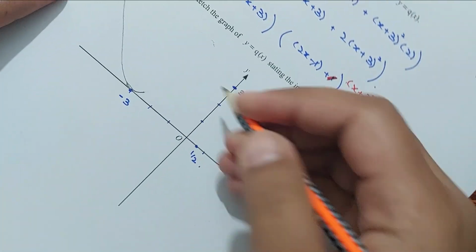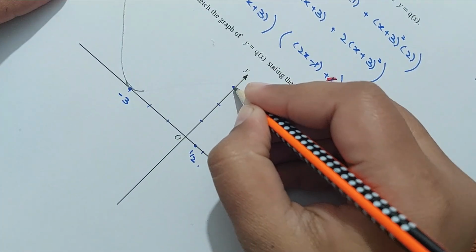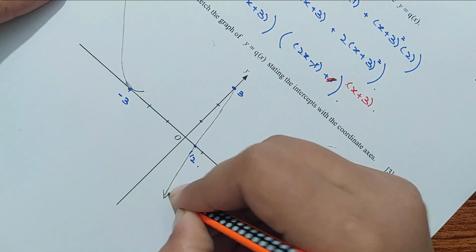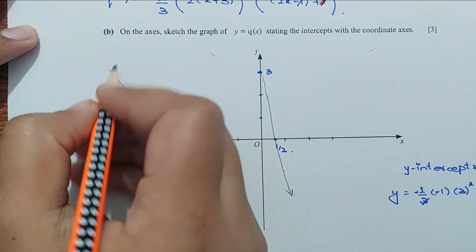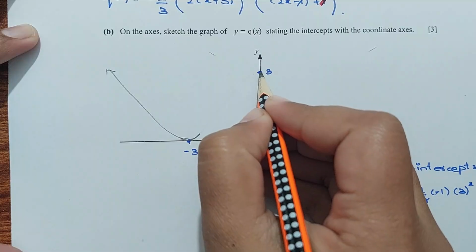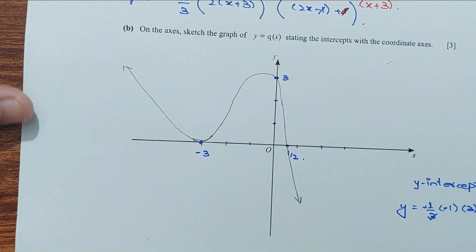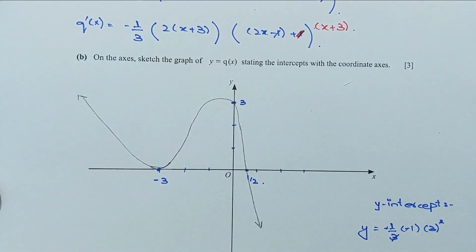Okay. Now let me connect in the fourth quadrant, second to fourth, right? Okay. This is the sketch. This is how the sketch looks like.